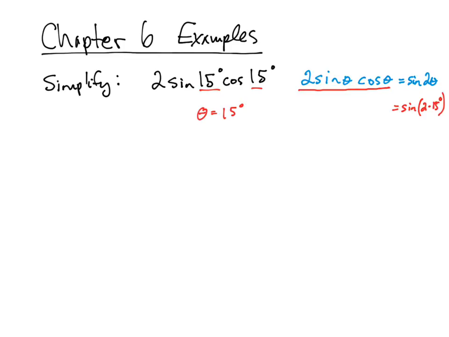Well, 2 times 15 is 30, so we would say this is sine of 30 degrees. Sine of 30, well, 30 degrees is on the unit circle. Sine has a value of 1/2 here, so this would be what 2 sine 15 degrees cosine 15 degrees would be equal to.